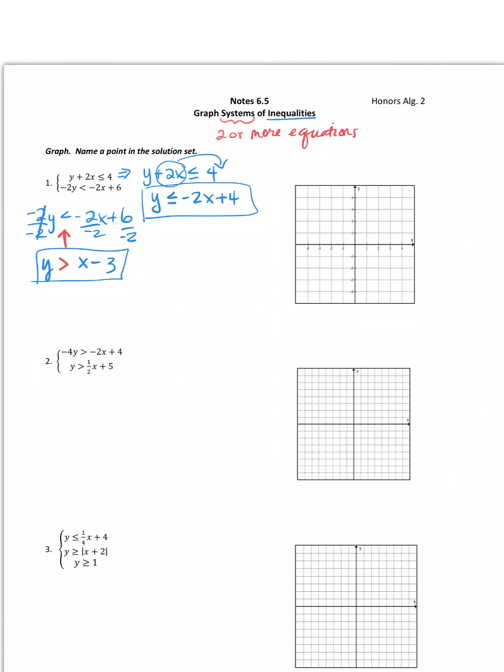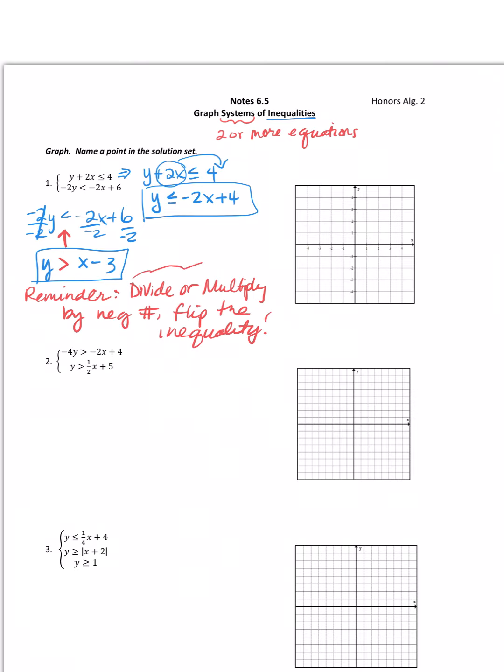But I just want to stop and have you remind yourself: anytime you divide or multiply by a negative number, flip the inequality. It's really important that you do that. It changes the way you shade, right? Which is going to change your solution set. So be really, really careful. Now back to our question.